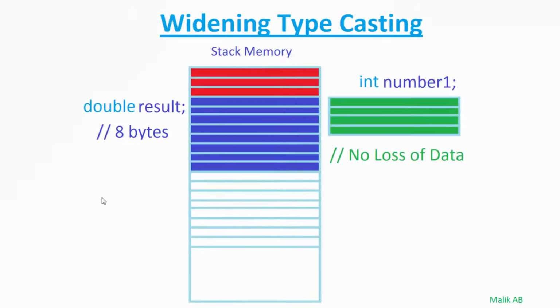As here you can see we have a variable result of type double and these 8 bytes are allocated to this variable. Now if we want to save another variable number 1 of type int, then this memory will be saved inside result variable and no data will be lost. It is widening typecasting and it is done automatically.